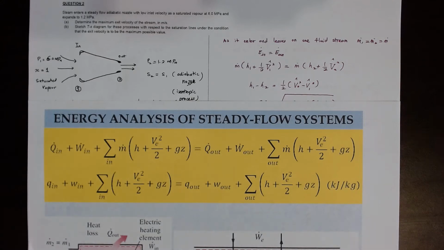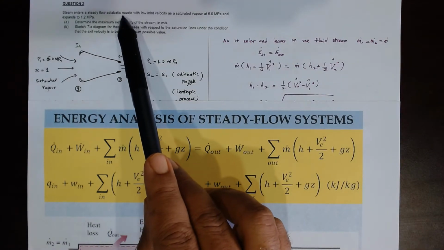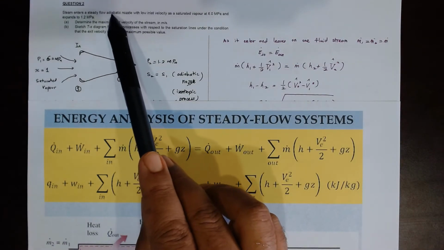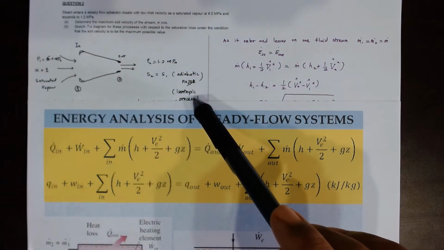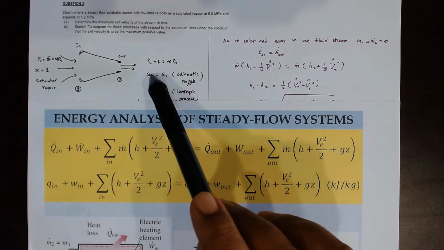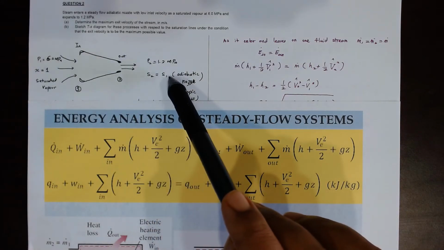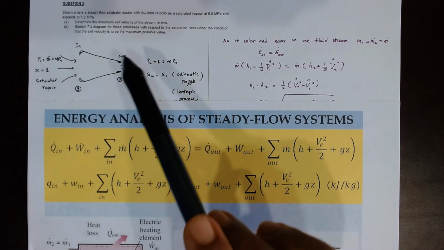Okay, let's move on to question number 2 for tutorial 4b. The steam enters an adiabatic nozzle. So there is the word adiabatic nozzle. That means it is an isentropic process. What is a constant entropy process? That means S2 equals S1. Everything at the inlet equals what is at the outlet.